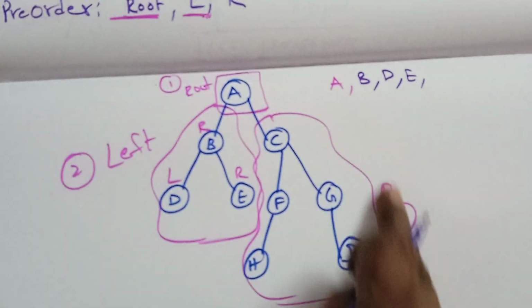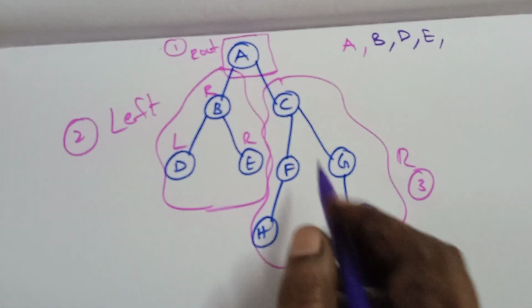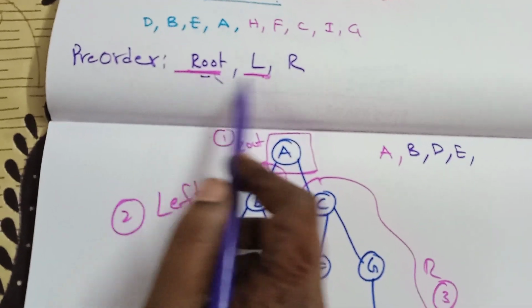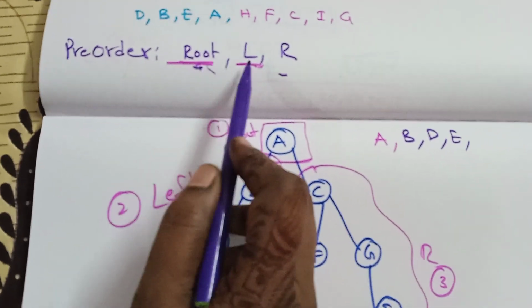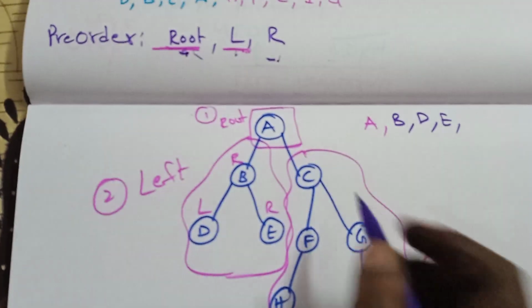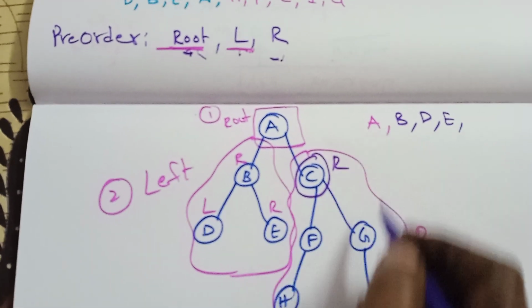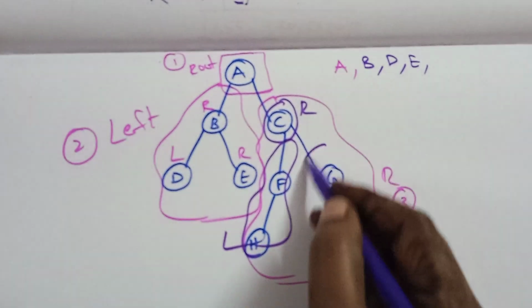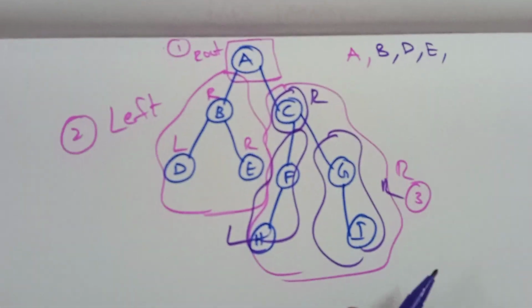The right side is also a subtree. Understand this? Again it is a tree. When you encounter a tree, where do you have to traverse? Root node, left node, right node. Now what is the root node? C is your root node. Am I right? Now this is your left partition and this is your right partition.